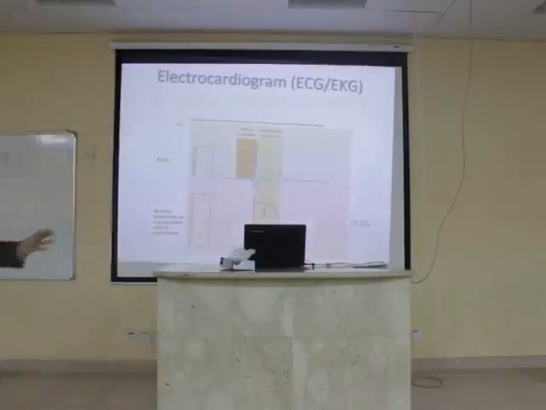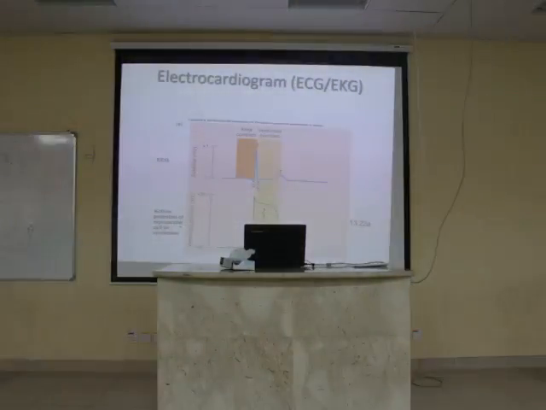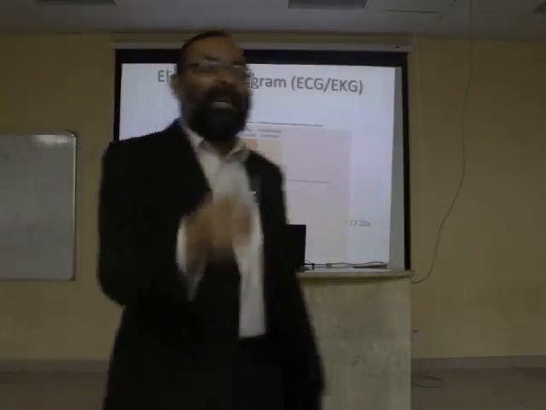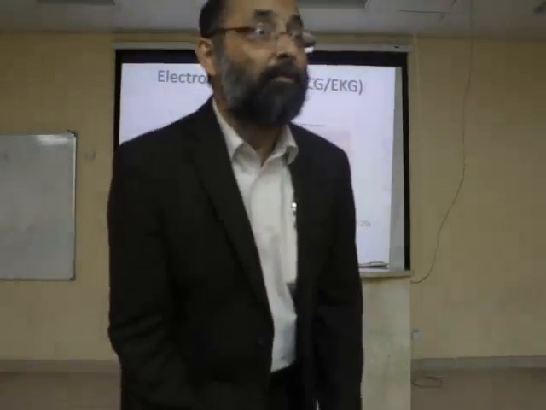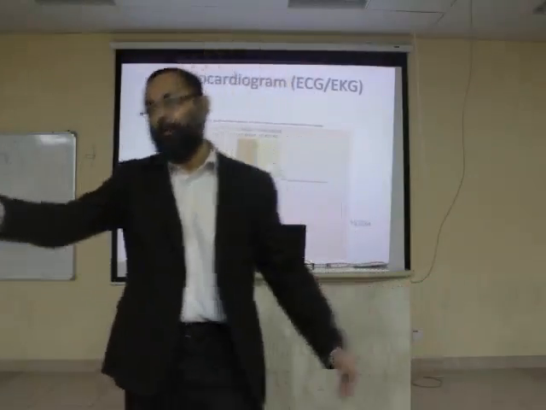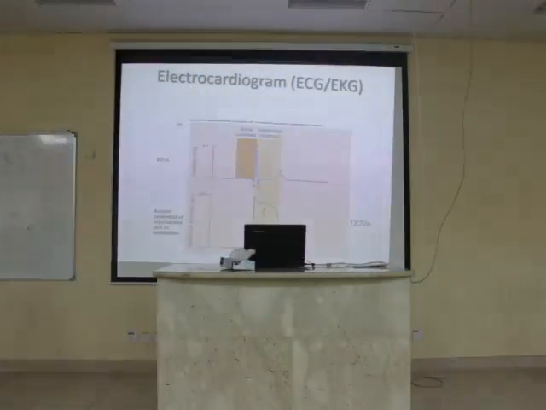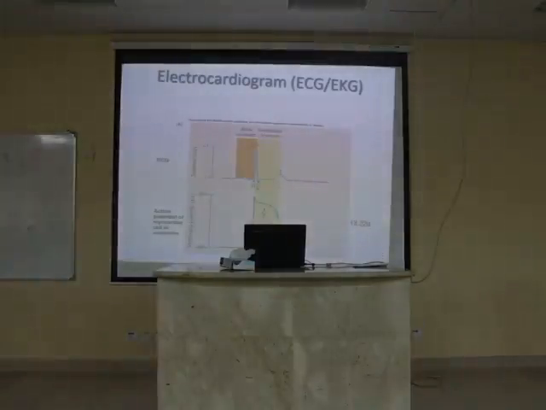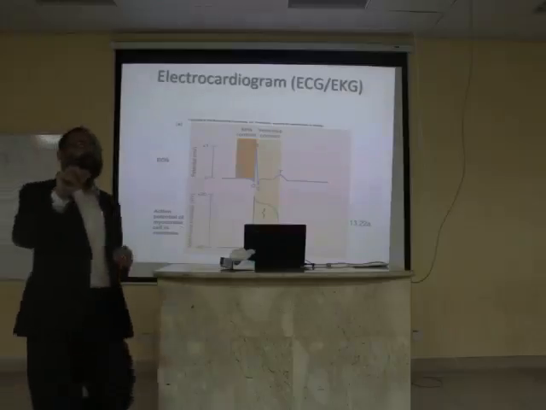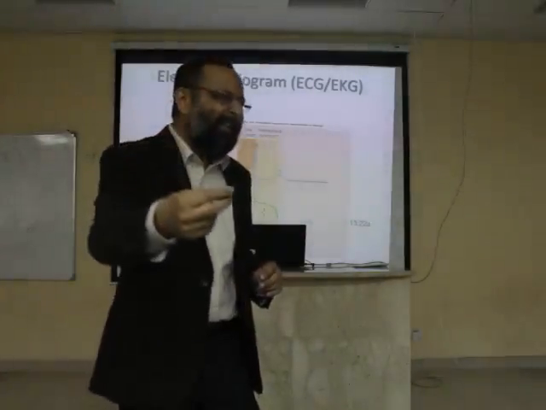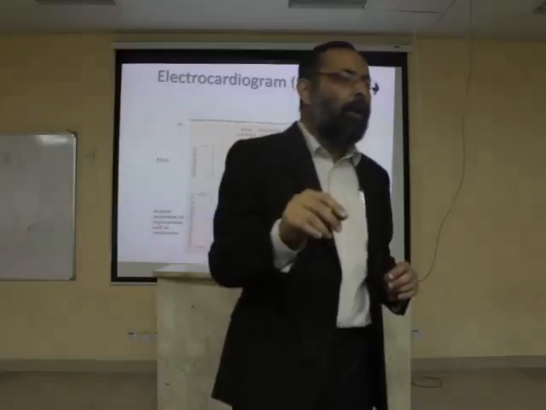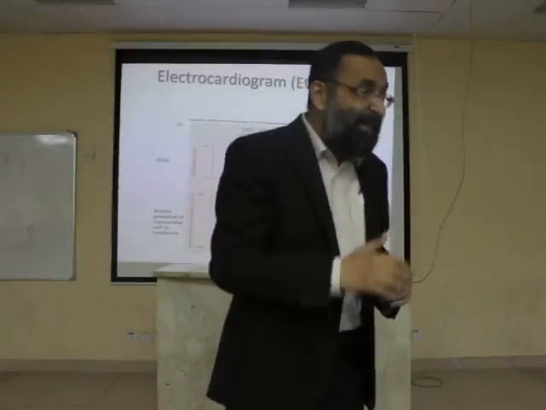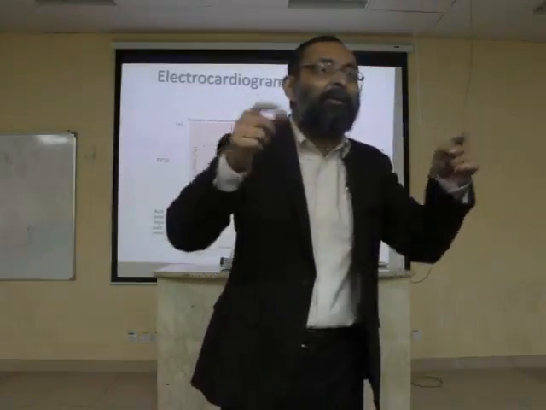So if I ask you in the ECG, which part is showing you atrial depolarization, what will be your answer? P wave. If I say I want to see the AV nodal transmission, what will you say? PR segment or the PQ segment. So the PQ segment is telling what? Yes, AV node. If there is a problem in the AV node, damage or obstruction, more time will be taken. What will happen to the PR segment or the PQ segment?